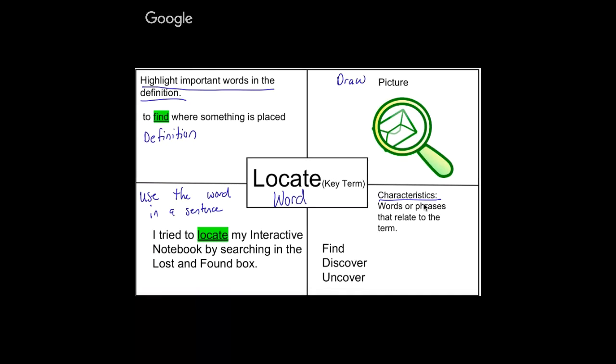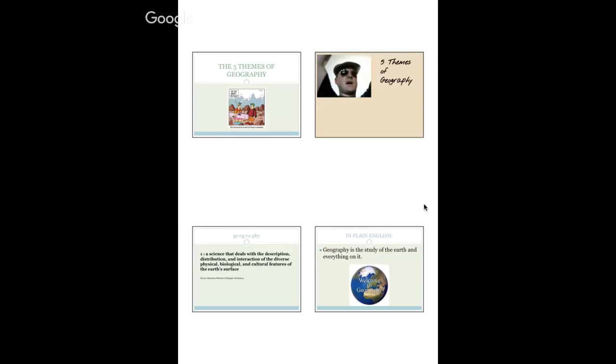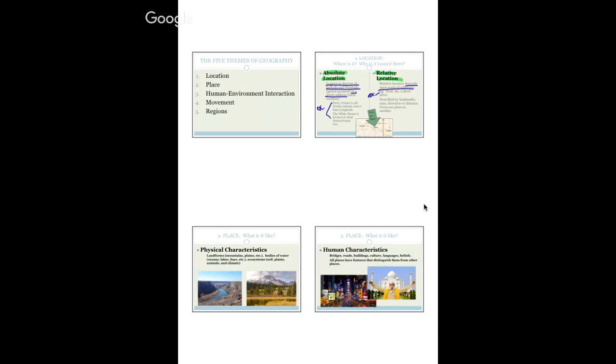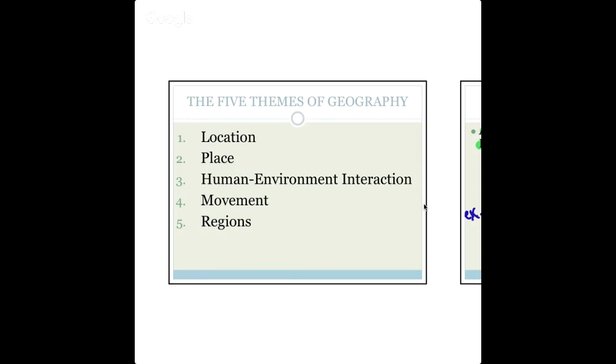And then we jumped into the 5 themes of geography. And we went into the 5 themes of geography because it's really important for us to learn about the 5 themes before we start going into more geography of these civilizations that we are learning about. So we learned that there are 5 themes of geography: location, place, human environment interaction, movement, and regions.